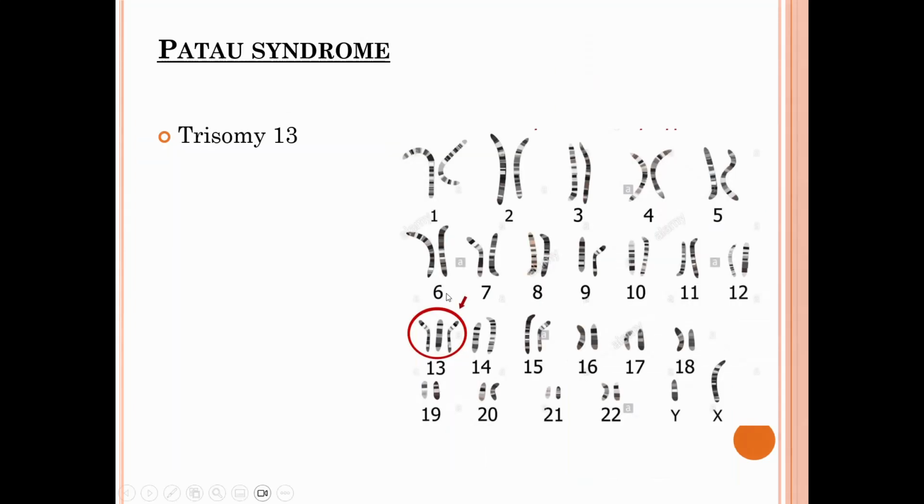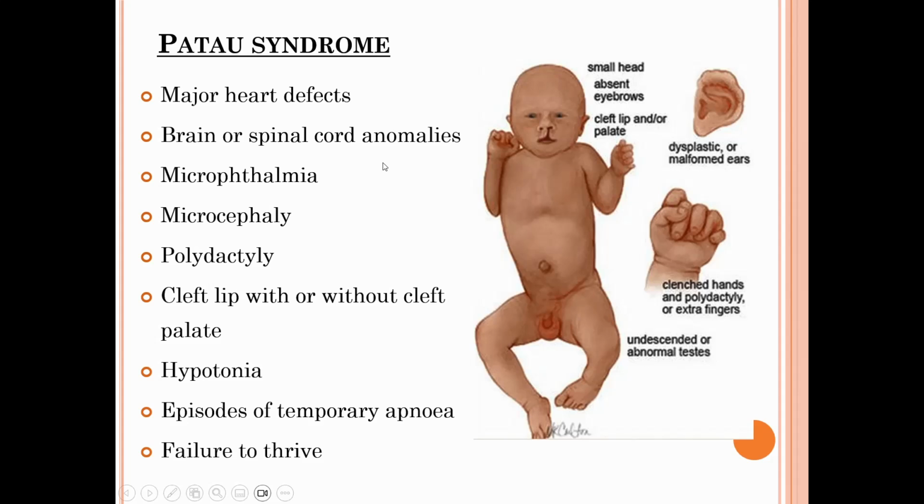Then there is Patau syndrome. Now you can see here it is trisomy chromosome 13. So what are the features of Patau syndrome? There will be major heart defects, brain or spinal cord anomalies. There will be microphthalmia. Can you see the small eyes? There will be microcephaly, a small head will be there. There will be polydactyly. Can you see here? An additional finger is there. Cleft lip can be there with or without cleft palate. There can be hypotonia, episodes of temporary apnea and failure to survive. Will not survive actually.